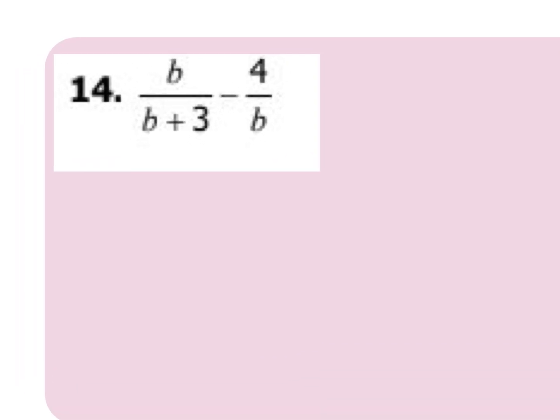So what we need to do, we'll stick with the color coding. We got a b plus 3 and we have a b, so plain old b. So to find a common denominator, we need a monomial term that all the monomials will go into. So in this case, it's just b. And then we just need all of our binomials represented. So b plus 3. So that is my common denominator.